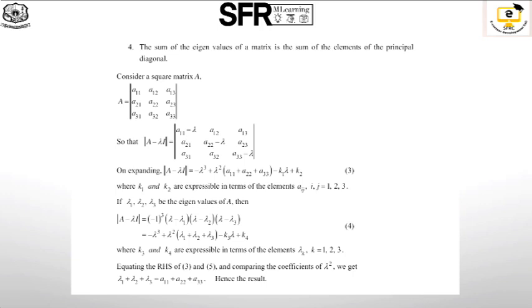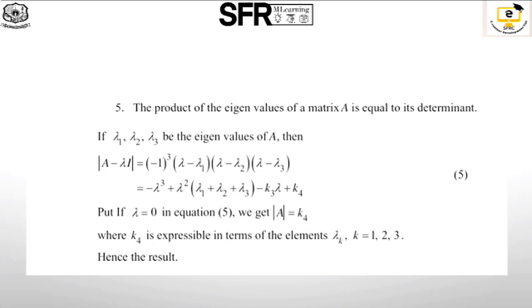We compare these equations, taking only the coefficients of lambda square. We get lambda 1 plus lambda 2 plus lambda 3 equal to A11 plus A22 plus A33. So we get that the sum of the eigenvalues of a matrix is the sum of the elements of the principal diagonal. The next property is: the product of the eigenvalues of a matrix A is equal to its determinant.